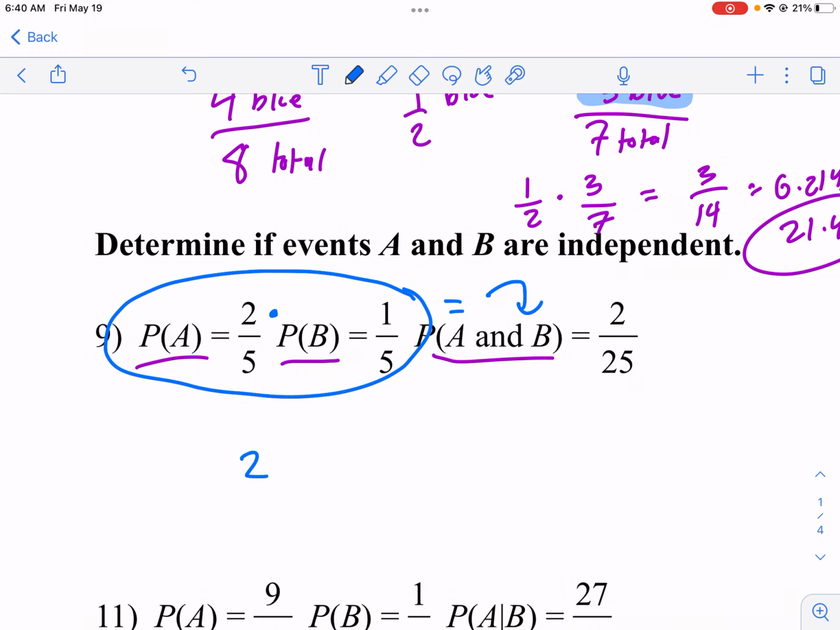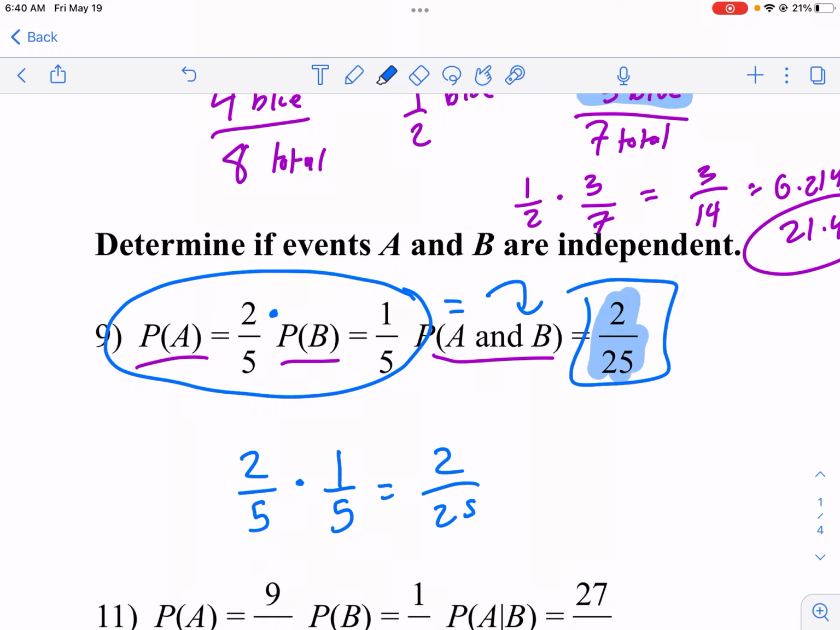So what we're going to do here is we're just going to check. We're going to do probability of event A multiplied by event B and see what we get. We get 2 out of 25, and that's what it was here. So this means that these events are independent. Okay, it didn't impact it.